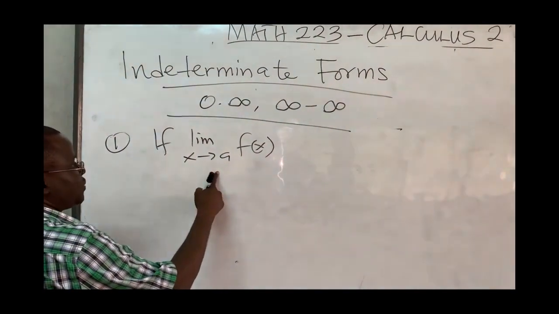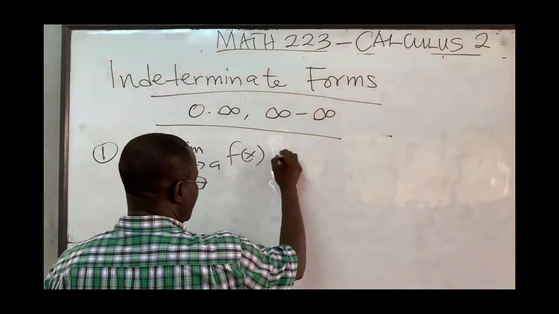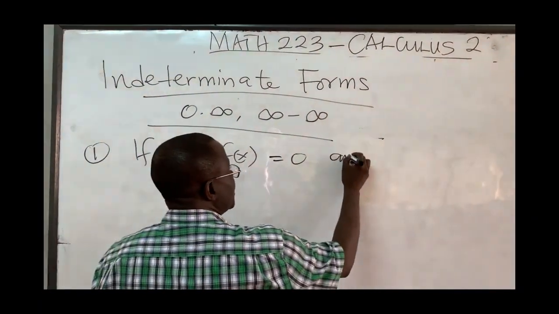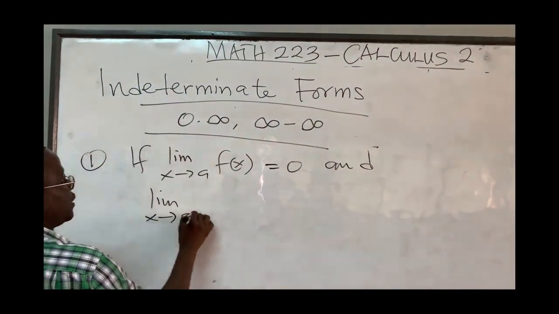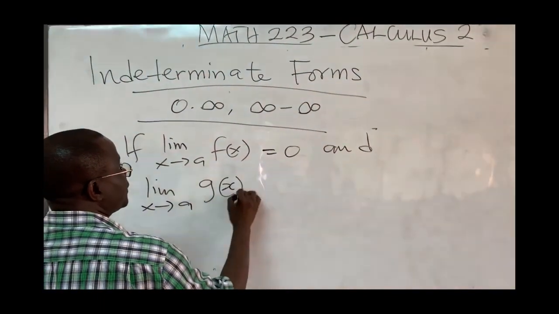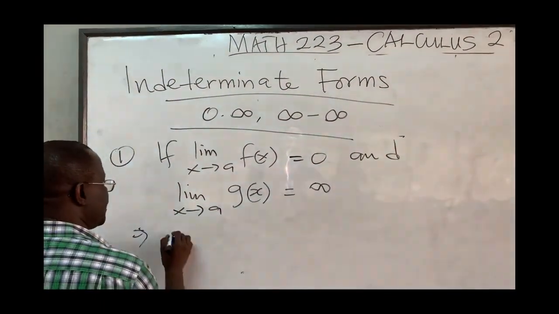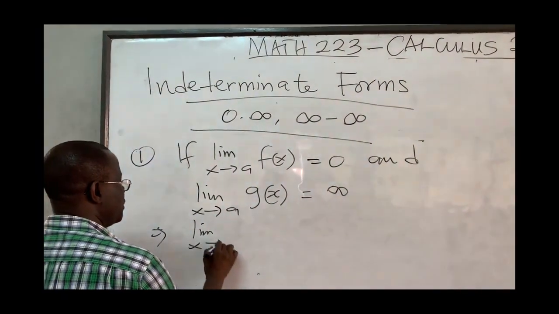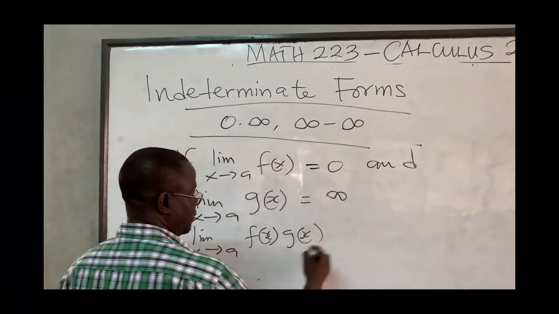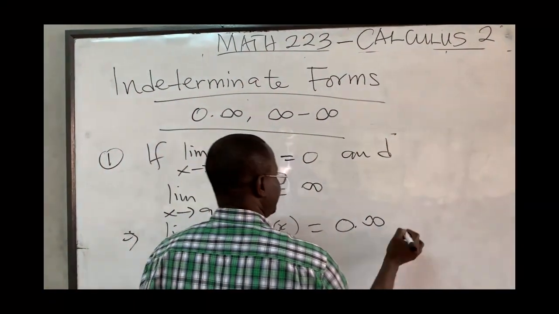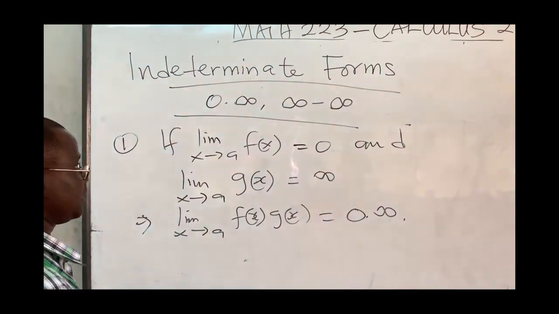So if the limit as x goes to a of f of x is equal to, let's say, 0, and the limit as x goes to a of a function g of x is equal to infinity, then the limit as x goes to a of f of x times g of x will give us something like 0 times infinity, and we say that it is indeterminate. So that gives us an indeterminate form.